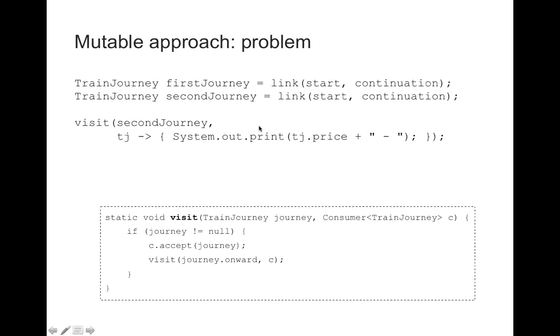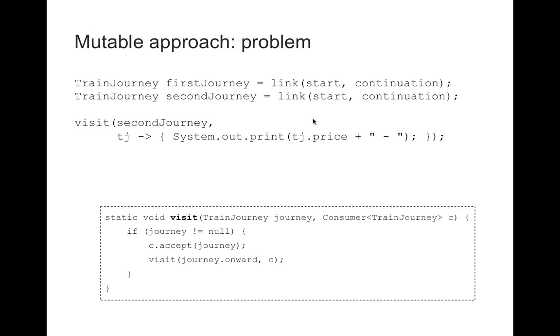So are there any problems that can occur with this practice? Well, let's say we take the start journey and the continuation journey, and we link them up once, that will return a longer journey. If we do it again, it's safe to assume that that should return exactly the same journey, right?